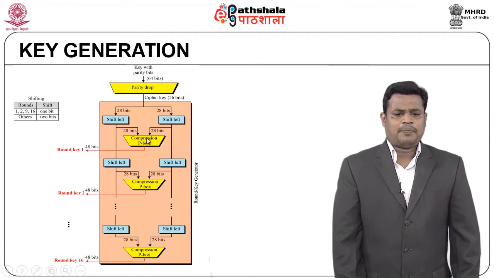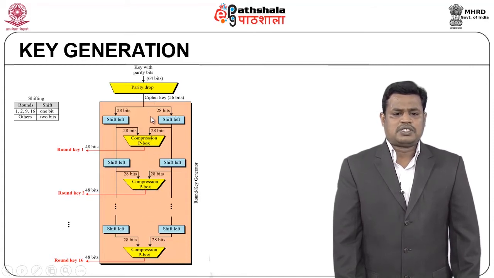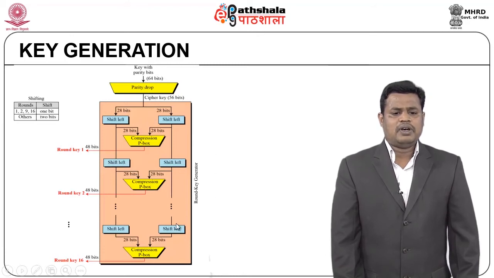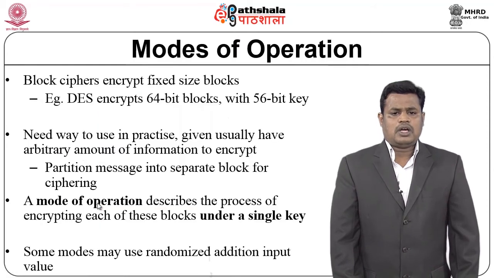So, left shift and compression will happen for each and every round, whereas parity drop happens only at the first step, before the key enters the key generator. This key generator gives the 16 keys which are used in the encryption process to generate the ciphertext. So, that is all about the DES operation with respect to the encryption as well as the key generation.